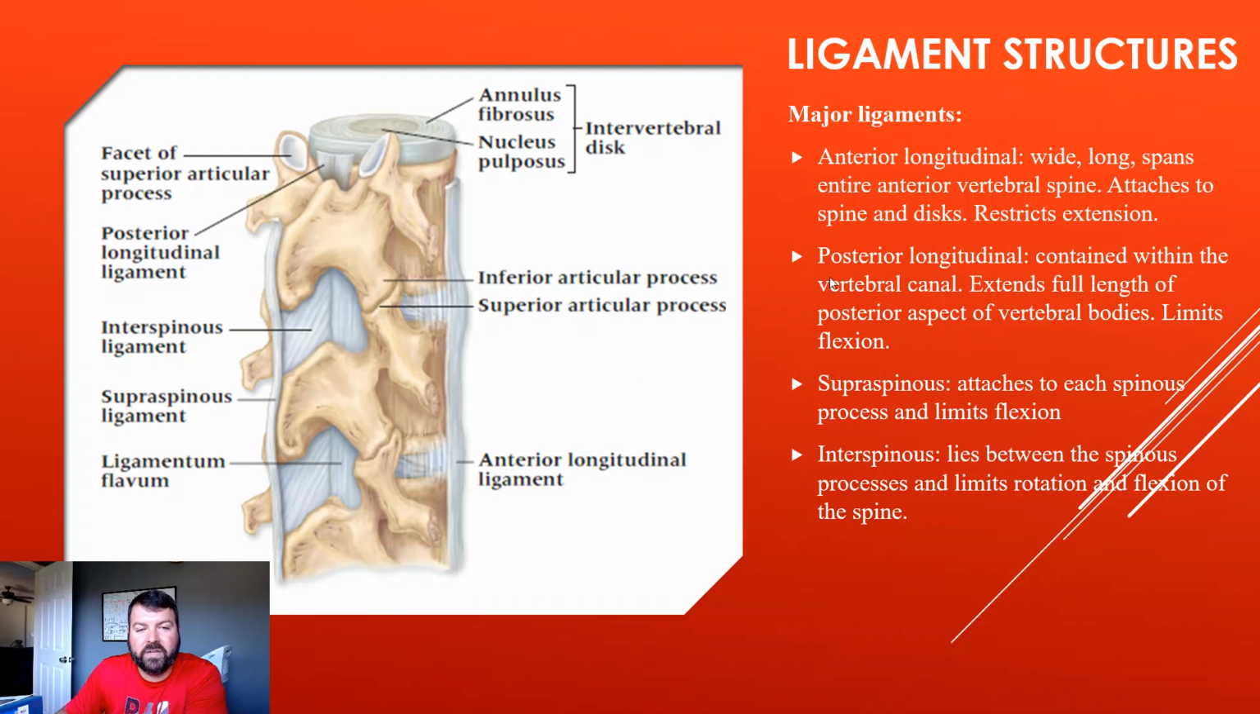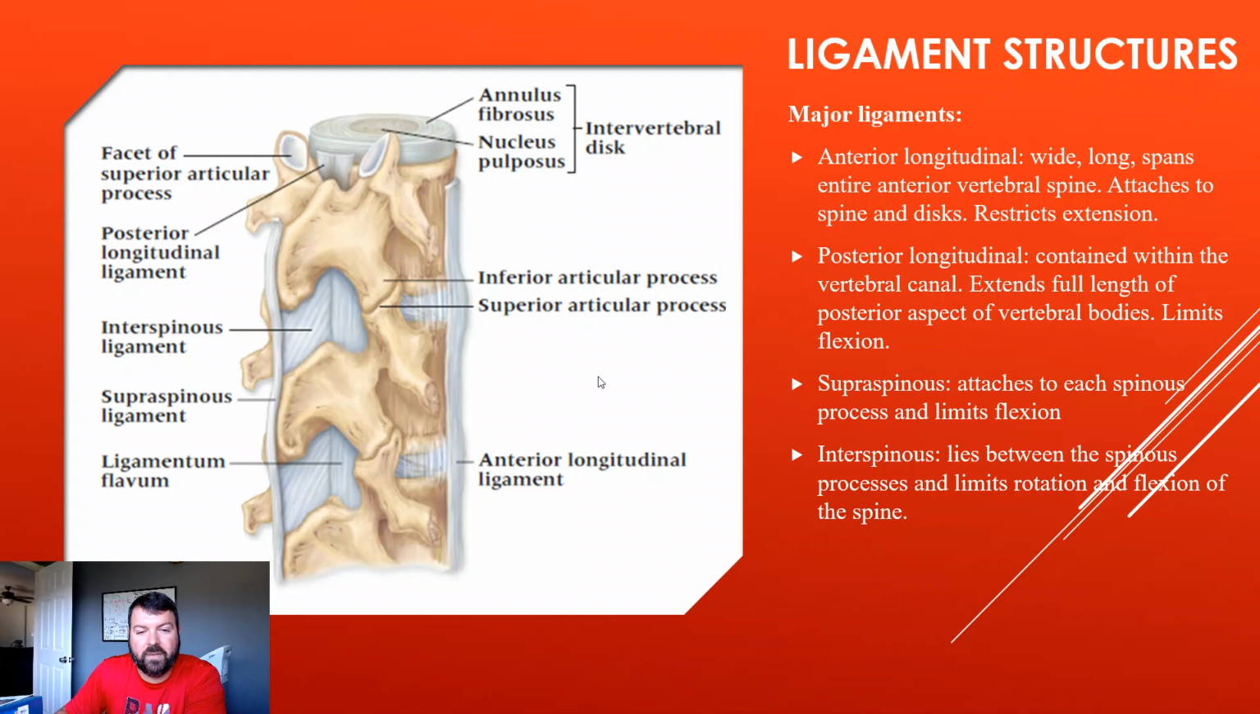Next, you have your posterior longitudinal, and that one is kind of hard to see. So it's right here, kind of deep in there, within the vertebral canal. It extends the full length of the posterior aspect of the bodies, and that one limits your flexion. Because all the movement is going to occur around the base or the body of your vertebrae, just because that's on the posterior side, that's going to limit your flexion.